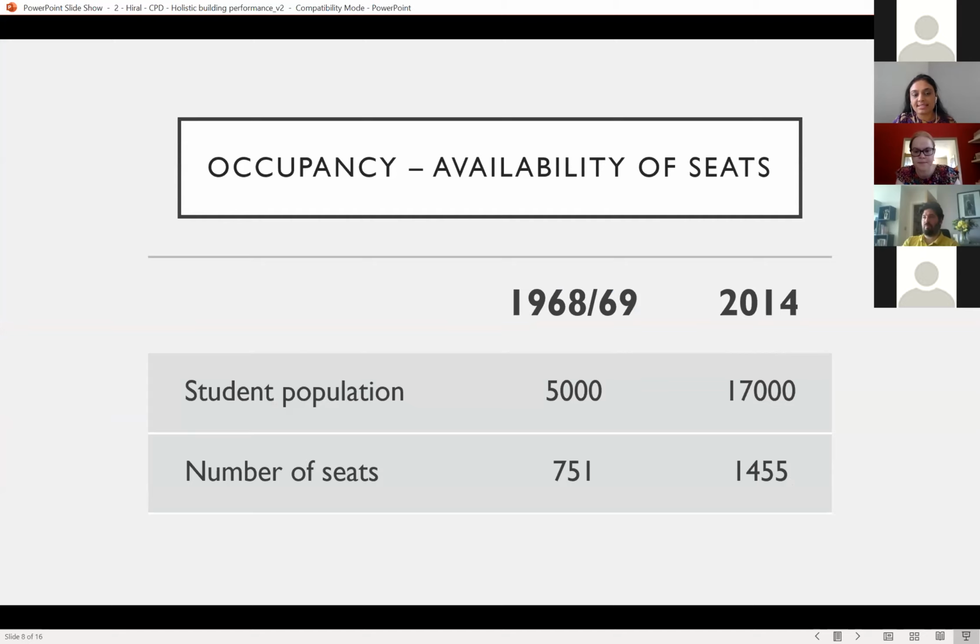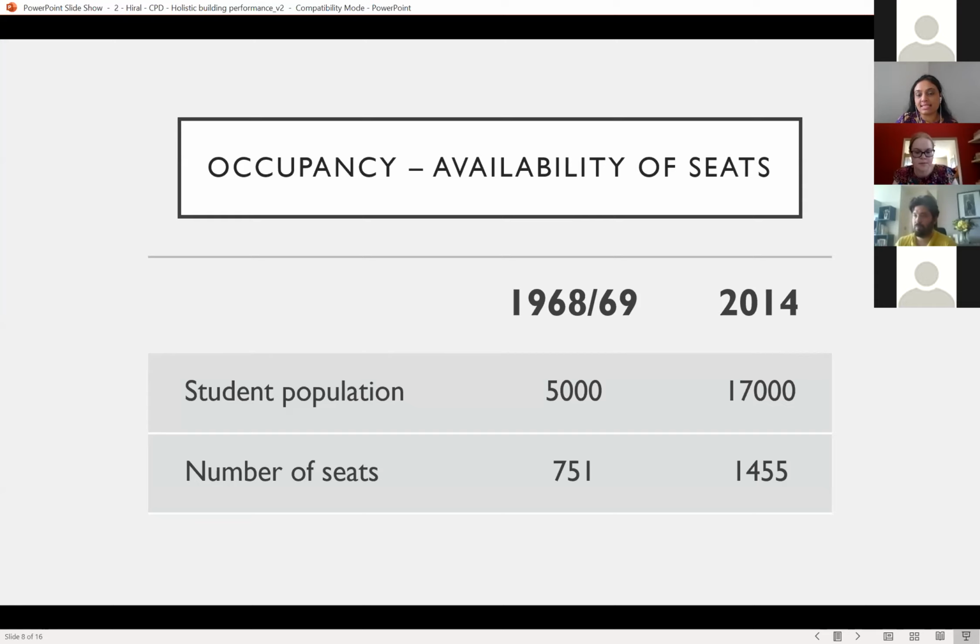If I take the example of the library further, the library had 750 seats when it was first opened, and the student population was just 5,000. Over the years, the student population has grown drastically, and the number of seats hasn't increased in that proportion. But there are various technological advances which have made it possible for this number of seats to still cater to a wide range of students. Being able to access the resources online, I think, is one of them.